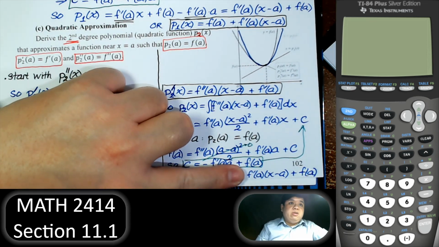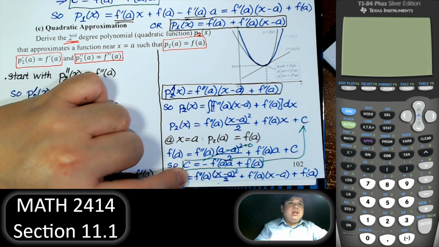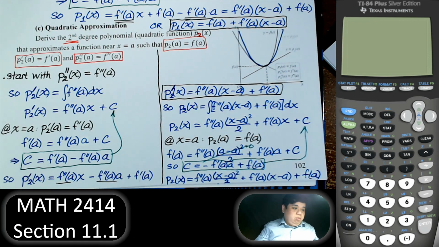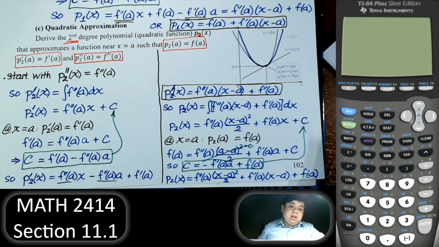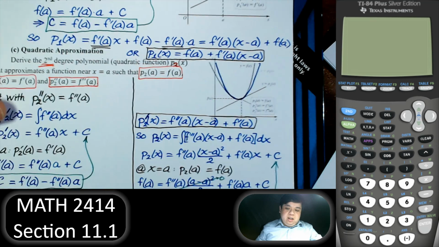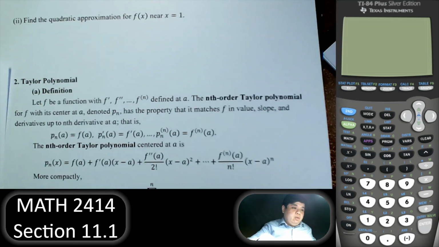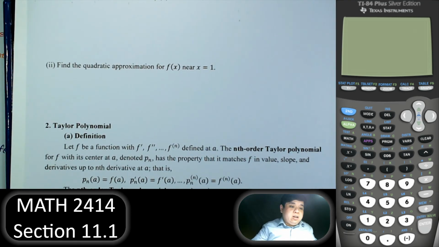So this is the equation of the tangent line. Adding a term to it gives the equation of the quadratic that estimates the function. So the quadratic approximation is given by this. Let's look at an example and see how good this approximation is.